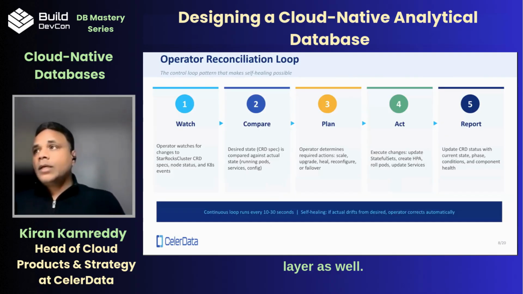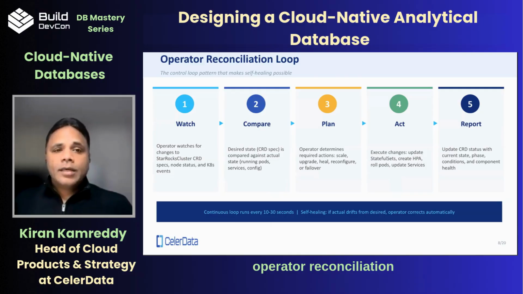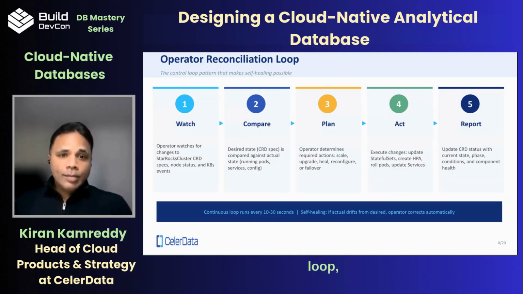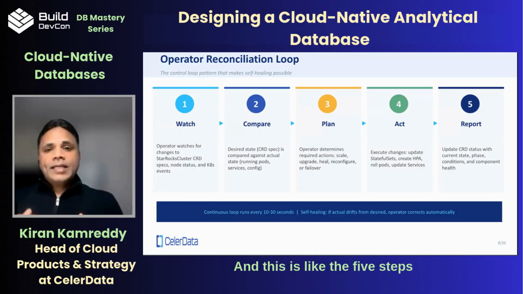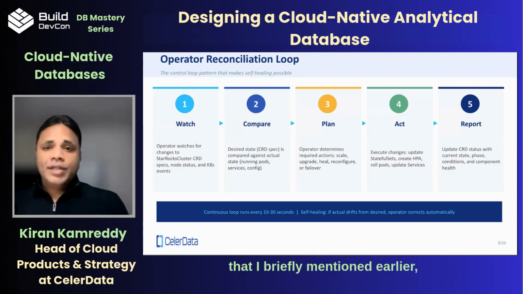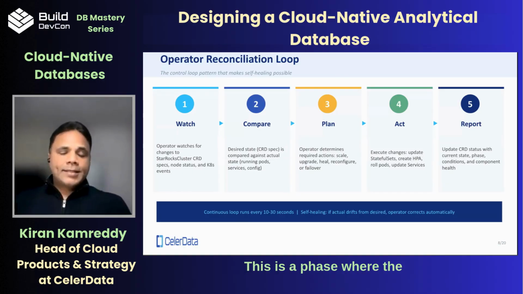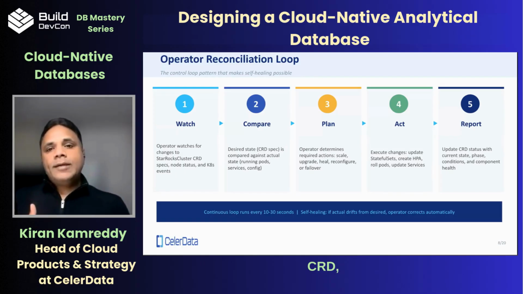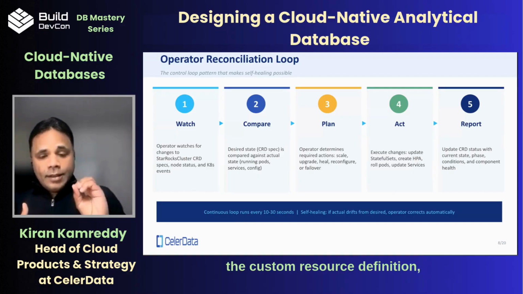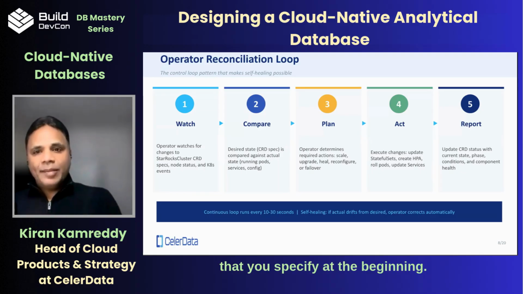There are no coordination bottlenecks, as things are completely independent at the database layer, which is translated into the Kubernetes layer as well. So I talked a little bit about the operator reconciliation loop, and this is the true heart of the operator. These are the 5 steps that I briefly mentioned earlier, running continuously. Watch: this is a phase where the operator is continuously watching for any changes happening to the CRD, the custom resource definition YAML file that you specify at the beginning.